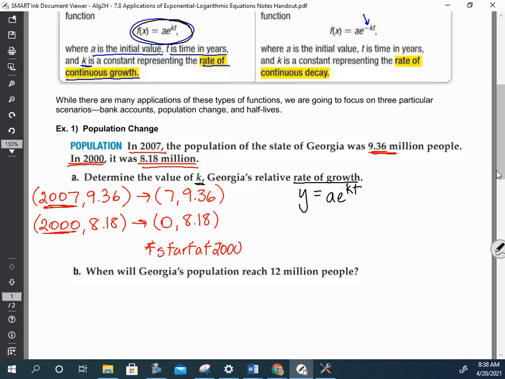So the a value is our initial value. Since we changed that x value to 0, 8.8 now becomes the initial value.